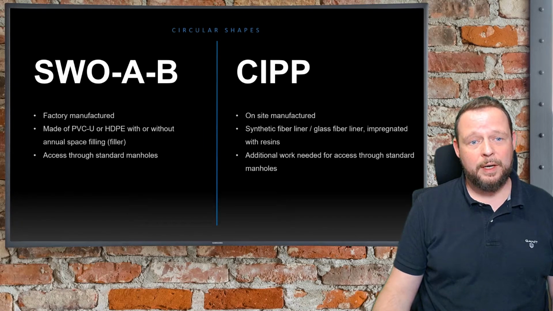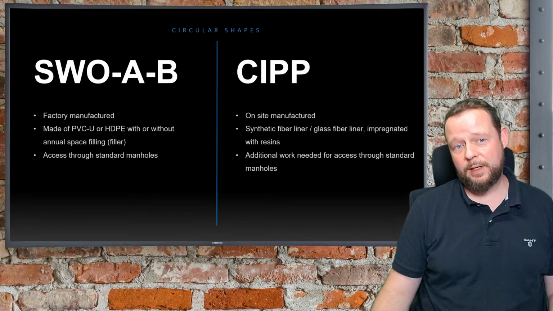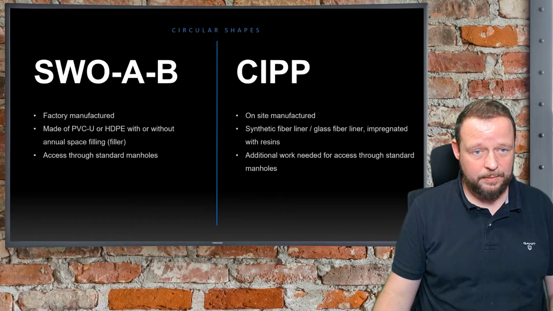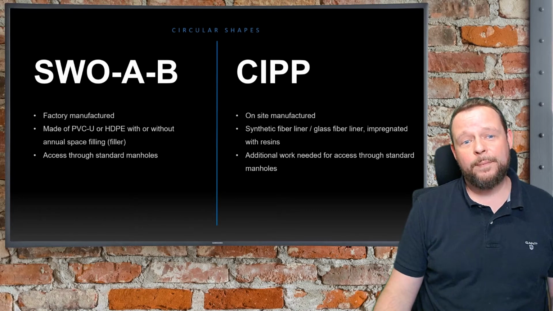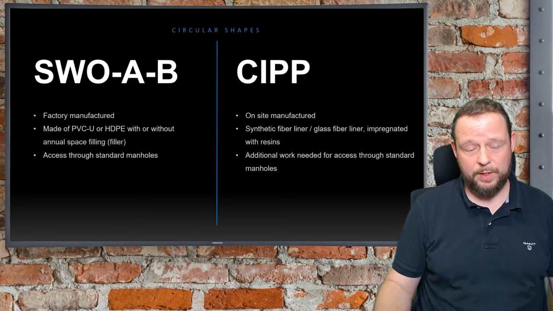And on the other hand, for the CIPP we use, as you know, synthetic fiber liner or glass fiber liner impregnated with different kinds of resins according to each technology. And typically for accessing the rehabilitation line, additional work is needed, like removing the cone of the manhole or even digging a pit to install the liner.